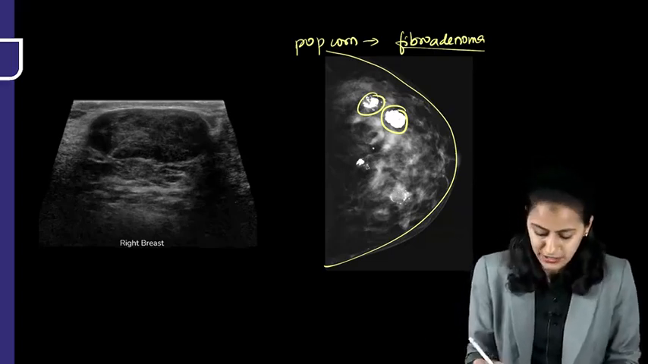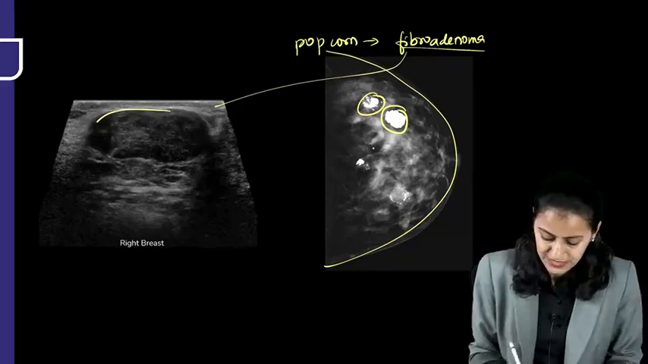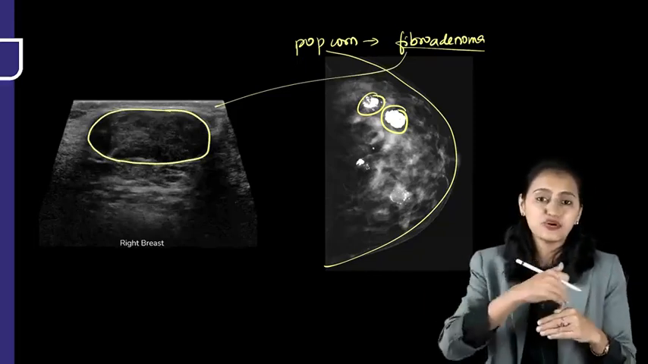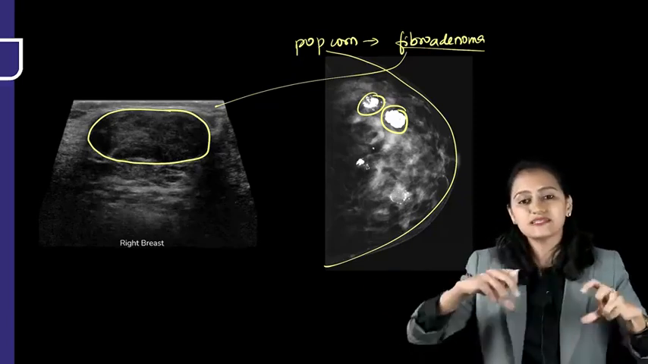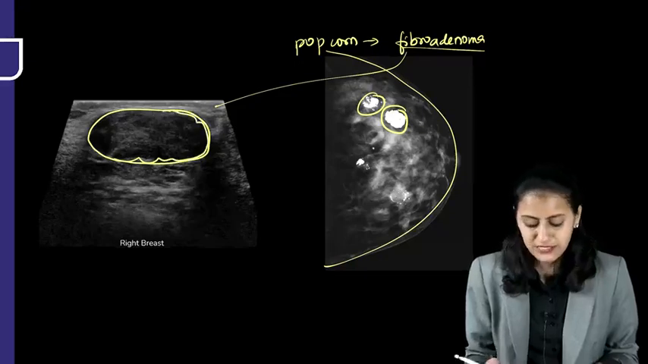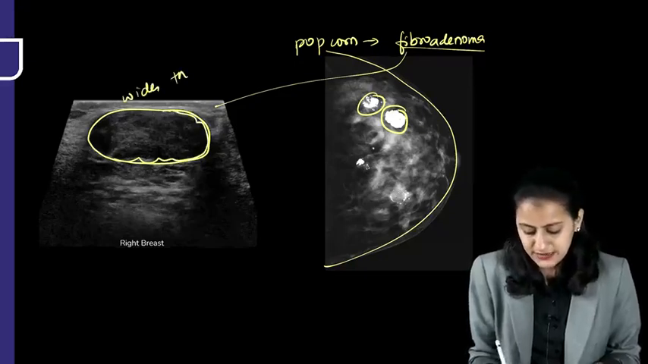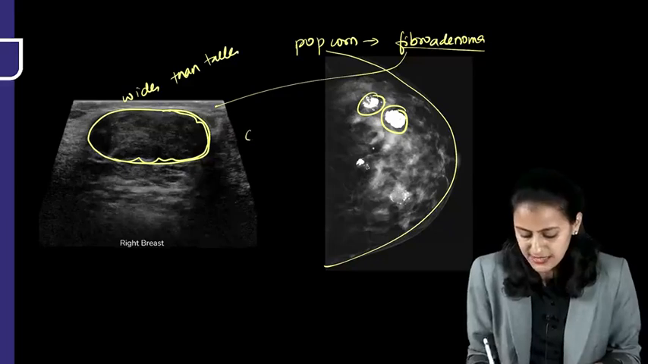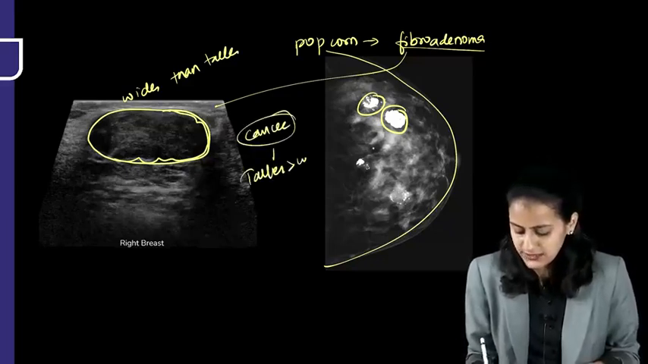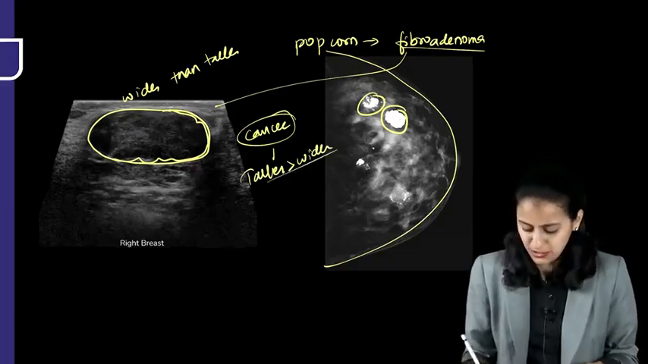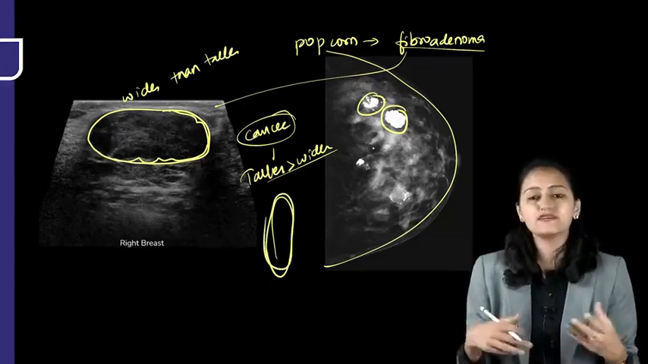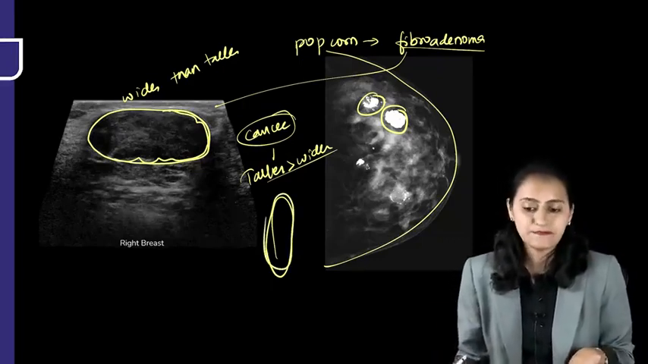What do you see on ultrasound in fibroadenoma? It's a lesion which is hypoechoic and it is wider than taller. It is going in the same plane, so it goes like this. It is wider than taller, hypoechoic, and it can have lobulated margins. In contrast, a cancer, a malignant lesion, is generally taller than wider, right? Because it invades the various planes. So it is taller than wider with spiculated margins is what we see.